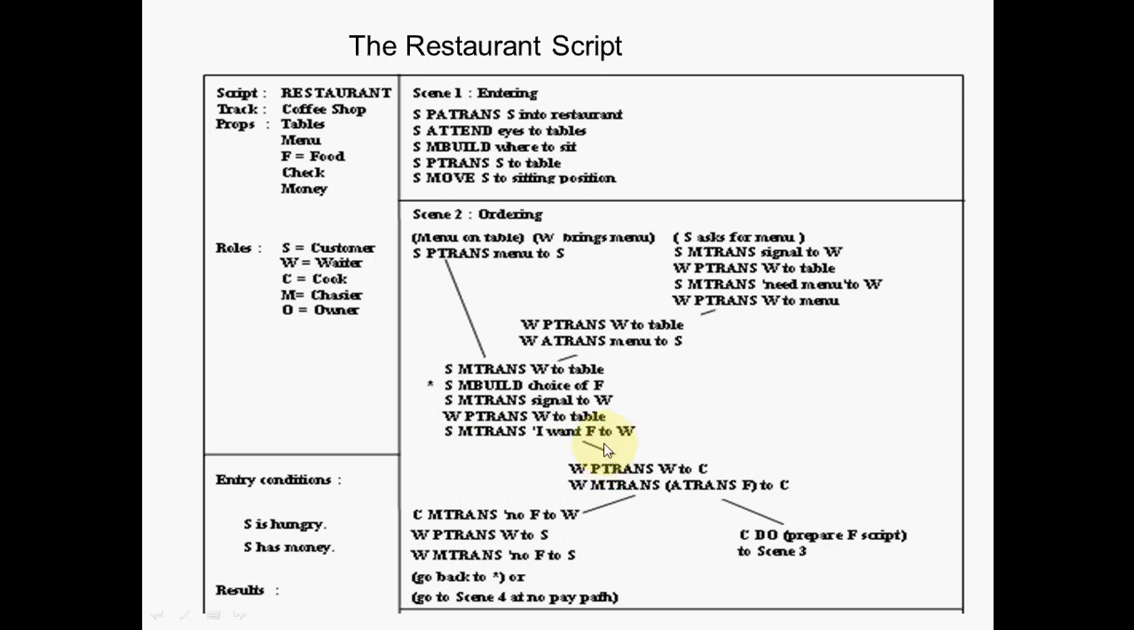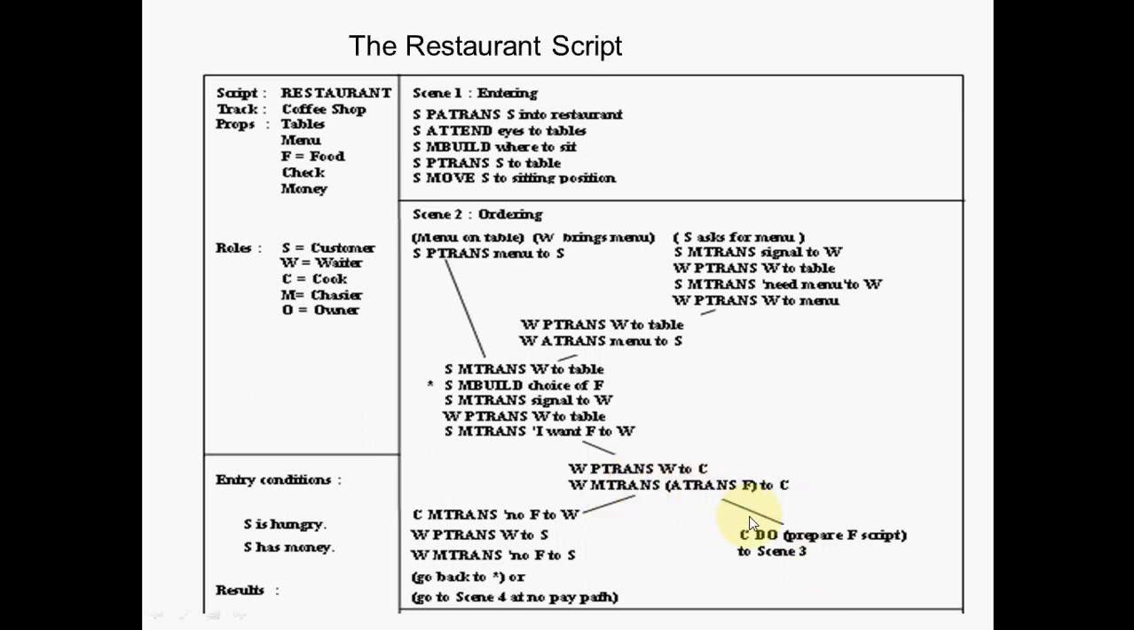Okay, fine. Then the waiter PTRANS W to C. So he goes to C. Who is C? Cook. He has written down what you want and goes to the cook. And the waiter MTRANS, the waiter tells, ATRANS F. That is, he tells and gives the order to the cook. Then there are two things now. Either for the food which is demanded, the cook is going to say okay, I will prepare it, or the cook might say that this particular item is not there. So there are two situations.